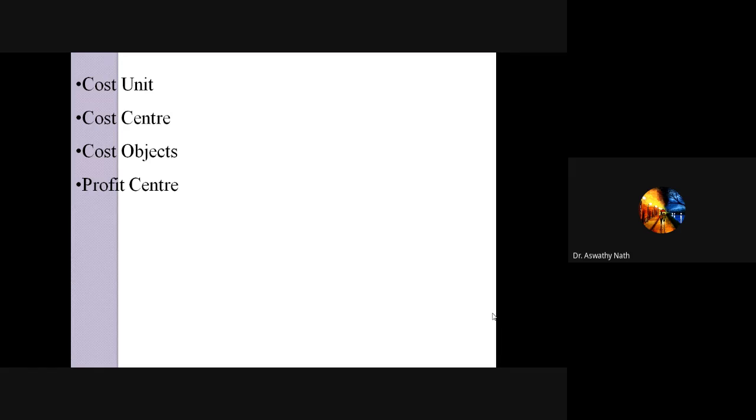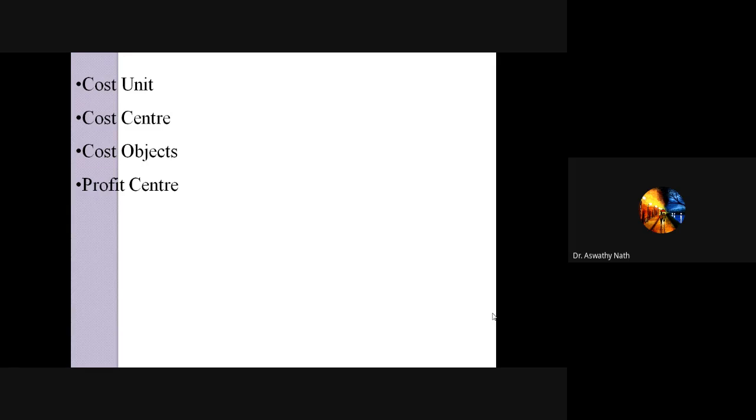And next is cost object. Cost object means actually it's a separate measurement. It's an object for which a separate measurement is required. It may be a product, or a service, or an activity. So for those objects, they need a separate measurement. These are called cost objects.